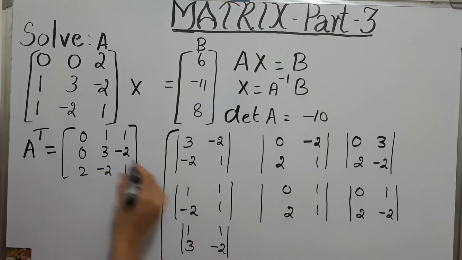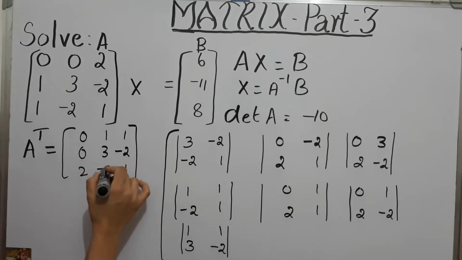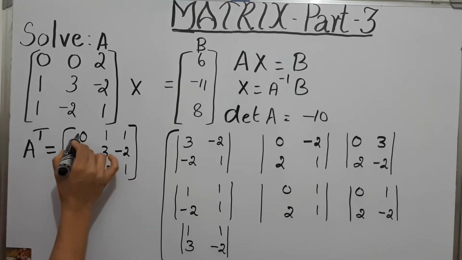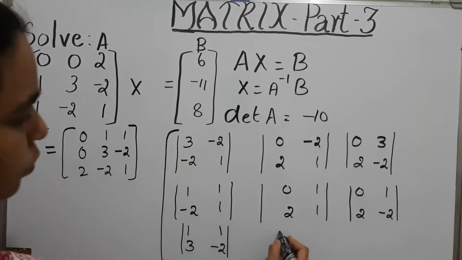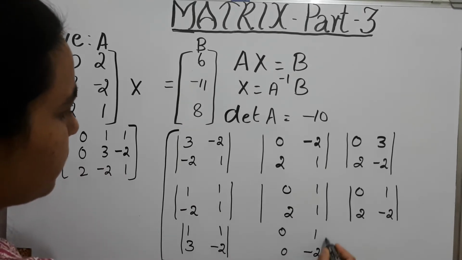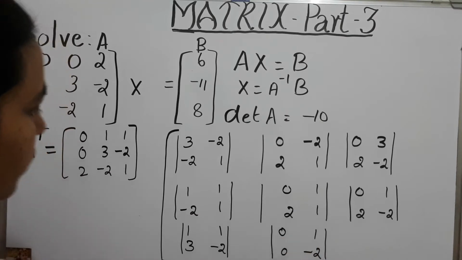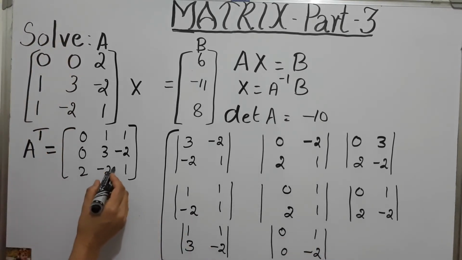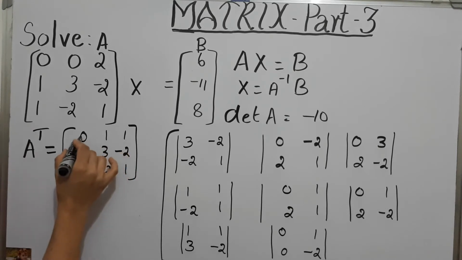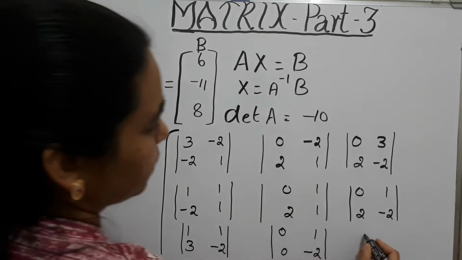And for the second element, you have to ignore the middle column, which means you take 0, 1, 0, minus 2. And then for the third element, you have to ignore the third column, so you take 0, 1, 0, 3.